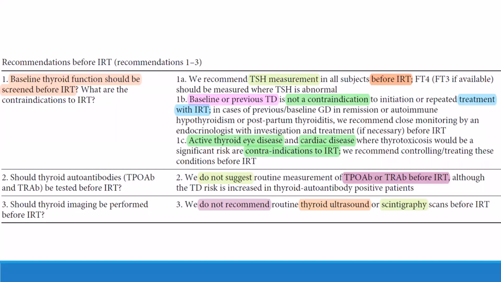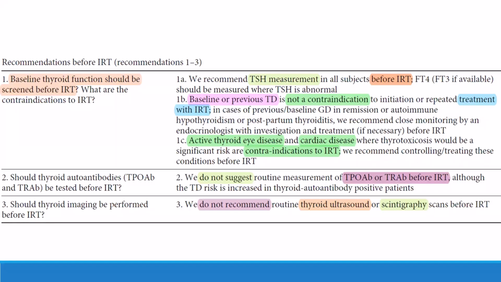Before starting immune reconstitution therapy, we should assess thyroid status by TSH measurement in all patients before IRT. The free T4 and free T3 are indicated only if the TSH is low, like in any case of thyrotoxicosis. So TSH is mandatory. If TSH is low, we should assess the free T4 and free T3.